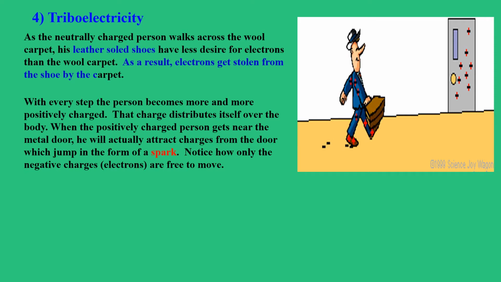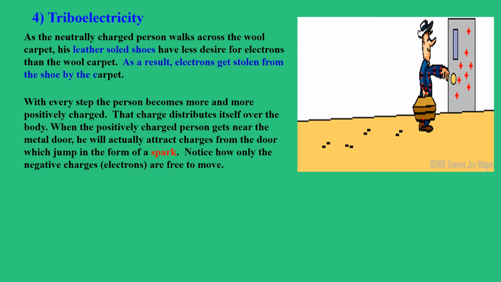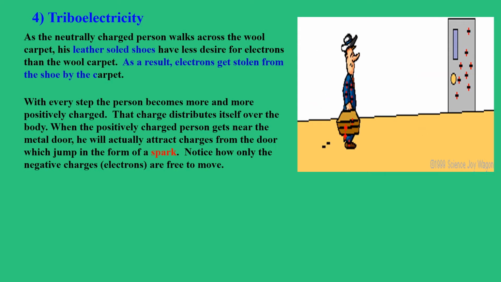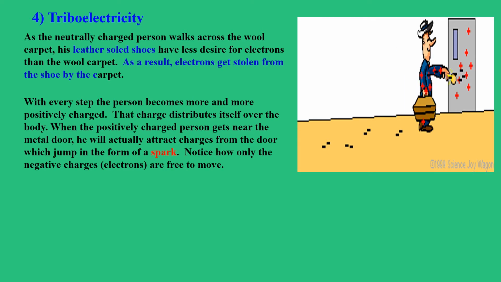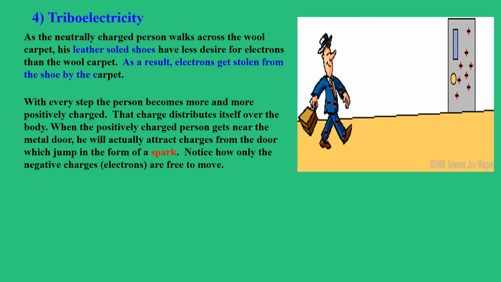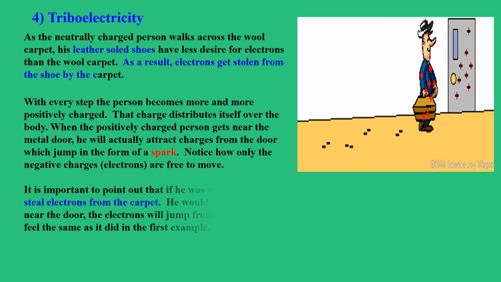That charge distributes itself over the body. When the positively charged person gets near the metal door, he will actually attract charges from the door which jump in the form of a spark. Notice how only the negative charges or electrons are free to move.